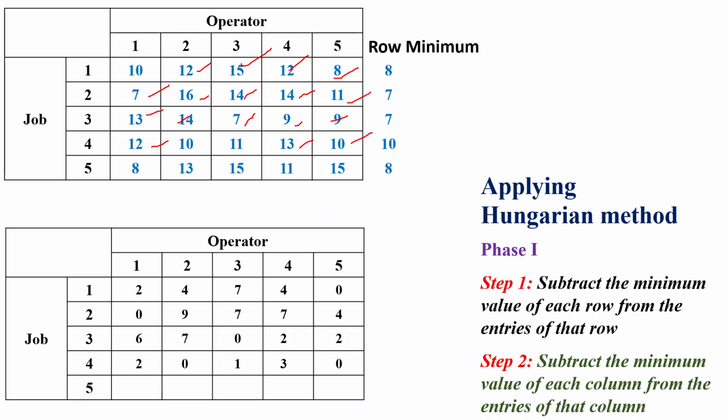Similarly, for the fifth row elements, we have to subtract 8. Then fifth row elements become 8 minus 8 equal to 0. 13 minus 8 equal to 5. 15 minus 8 equal to 7. 11 minus 8, 3. 15 minus 8, 7. So this is the first step in phase 1. Next I have to go for the second step.